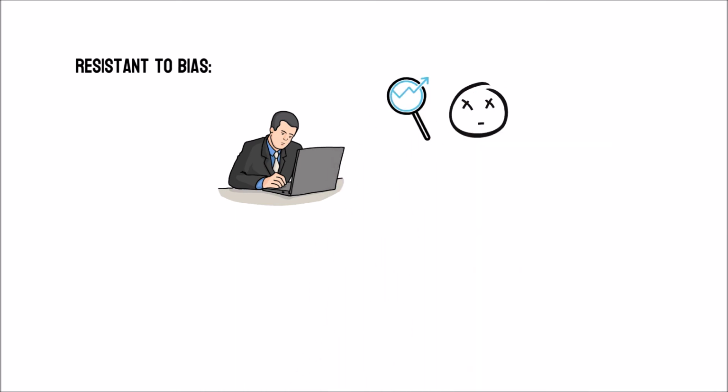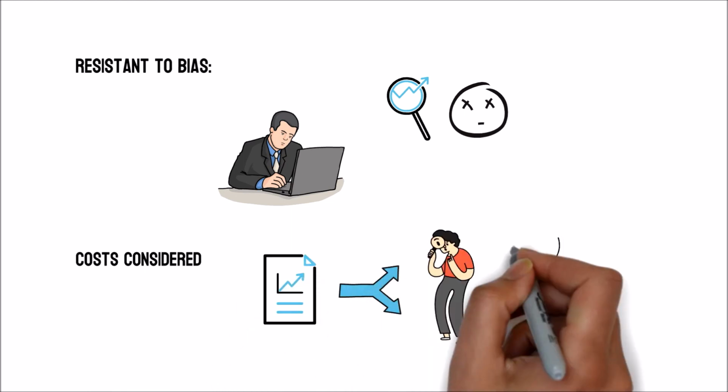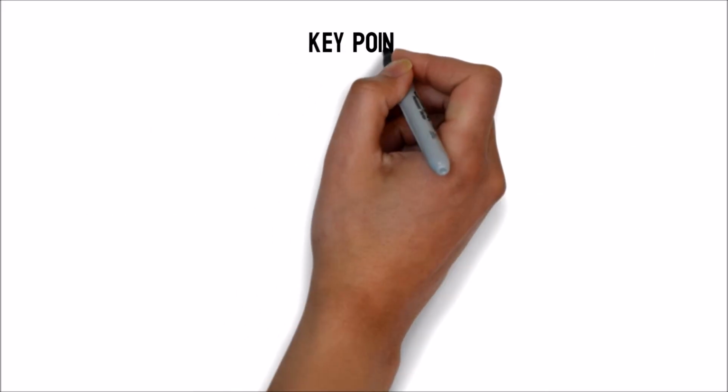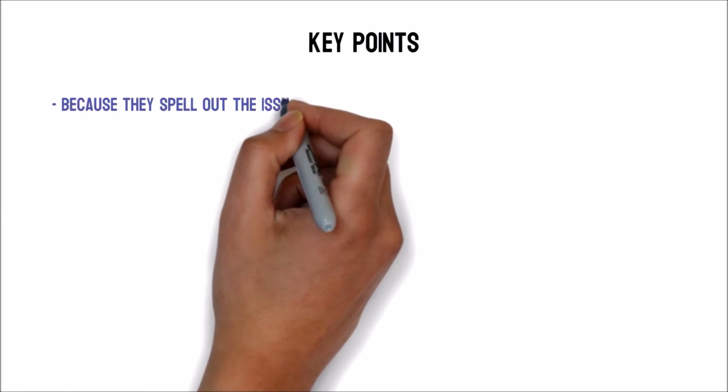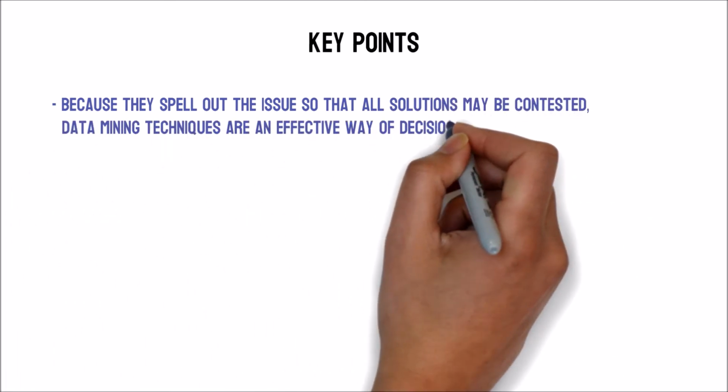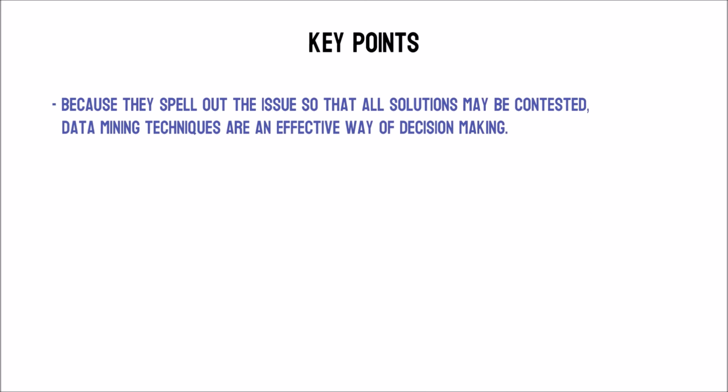Costs considered. Gathering data, classifying it, and analyzing it is time-consuming and a source of energy expense. Key points. Because they spell out the issues so that all solutions may be contested, decision trees are an effective way of decision making.